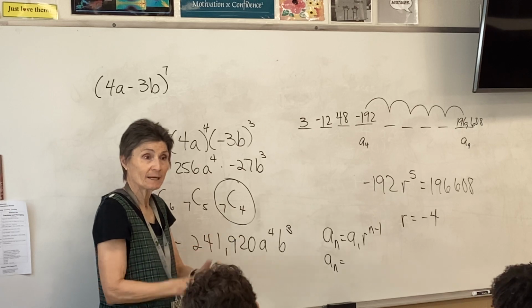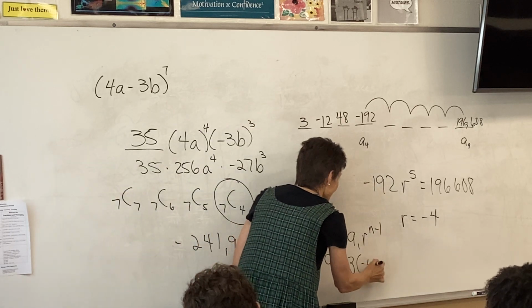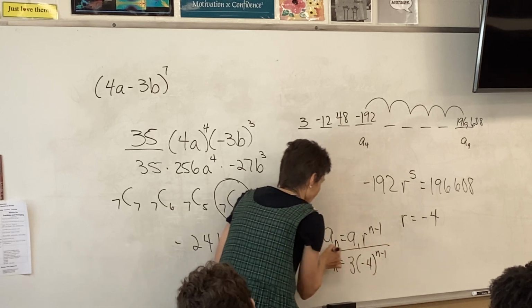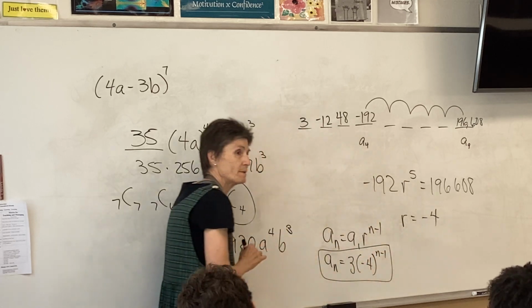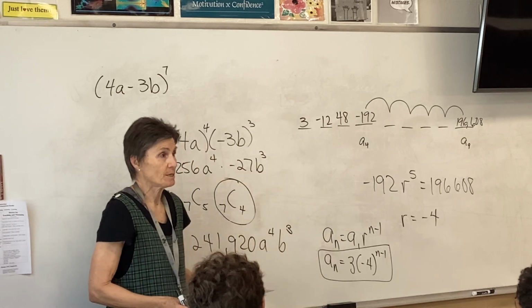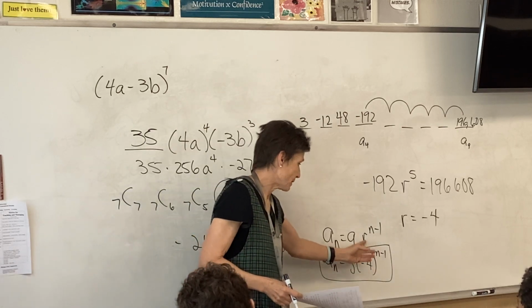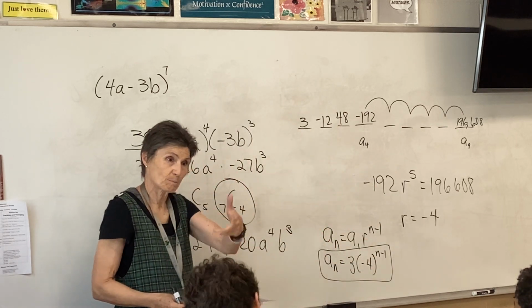Is that okay with everybody? So, 3 times negative 4 to the n minus 1. That is your explicit formula. Remember, the formulas on your formula sheet are explicit. So you're just plugging in your first term and your ratio to get the one for this particular problem.